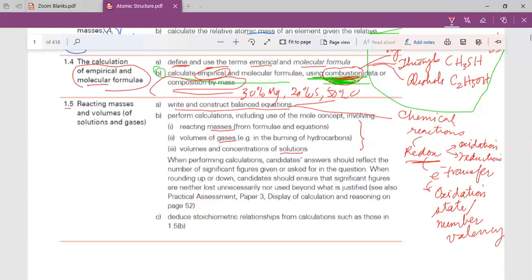Now, first of all, you need to know what a redox reaction is. OIL RIG: oxidation is loss of electrons, reduction is gain of electrons. This is Form 4, Form 5. So when X undergoes oxidation, it will lose electrons. So X will lose electrons, so it's oxidized to Y.